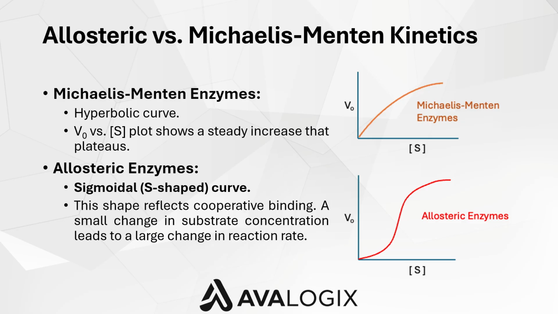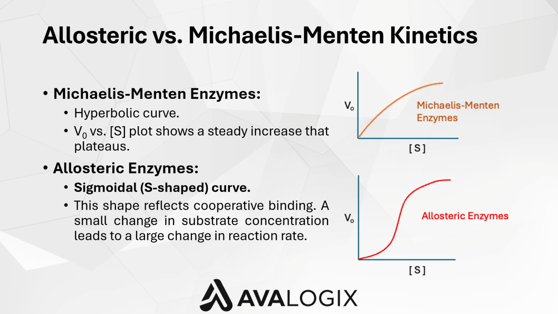However, for an allosteric enzyme that exhibits cooperative binding, the kinetic plot is sigmoidal or S-shaped. The curve starts with a slow initial rate, but once the substrate concentration reaches a critical point, the rate increases very steeply before leveling off at its maximum velocity. This S-shape is the kinetic signature of cooperativity. It visually demonstrates the switch-like behavior we just discussed.